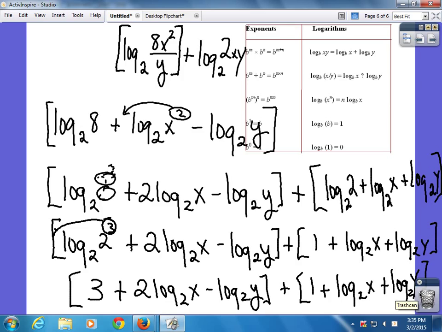Now, could you combine like terms? 3 plus 1, 4. 2 plus 1, 3. Minus log of 2 minus 1 plus 1. These two cancel. So that goes there, that goes there. Your final answer, if they want you to go that far, is 4 plus 3 log base 2 of x.